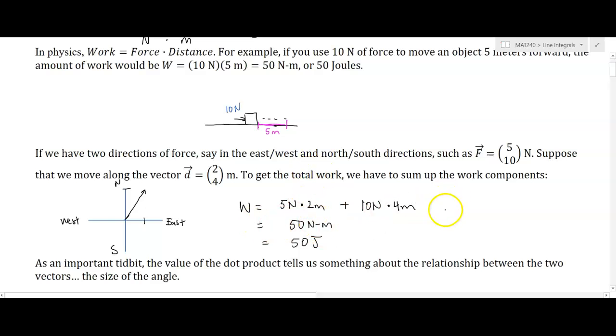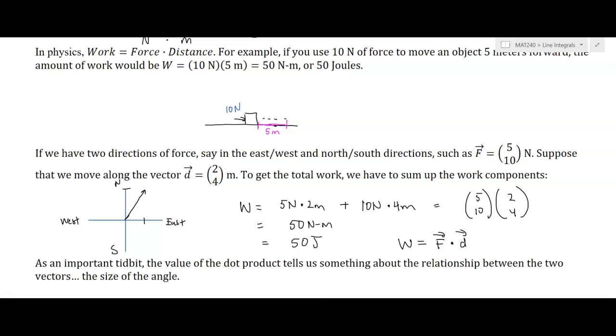So what is significant about this is that you can see it's a product and a sum, which would be the same thing as us taking the dot product between the 5, 10 vector and the 2, 4 vector. So the scalar is equal to the dot product of F and D. So the total amount of work is the dot product of the force dotted with the distance vector.